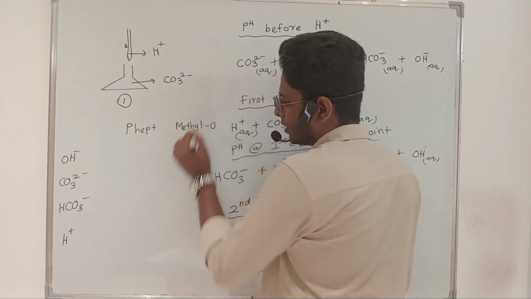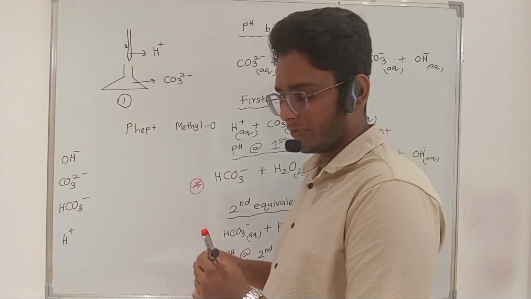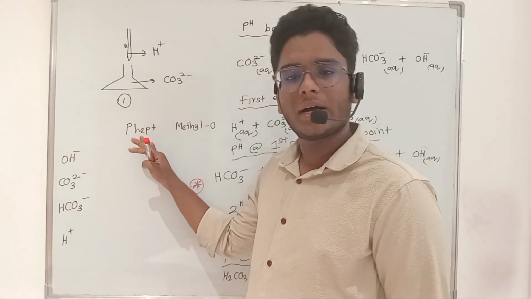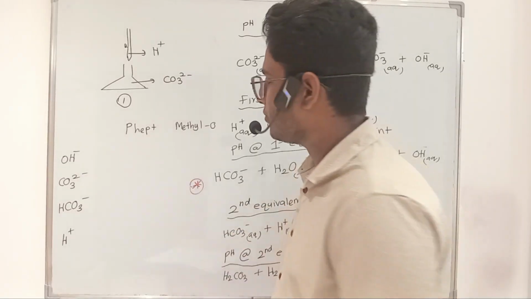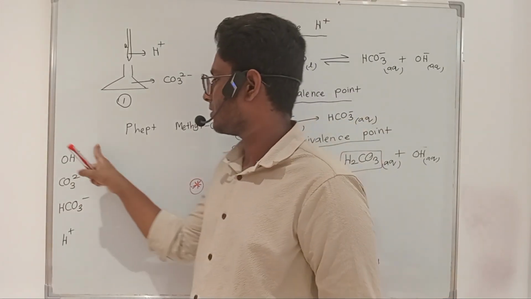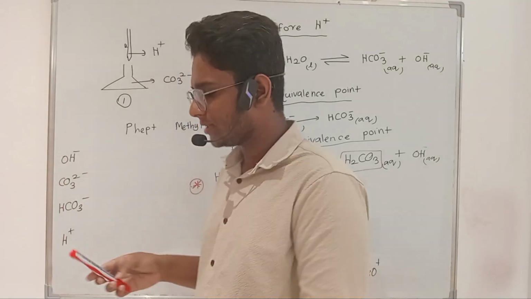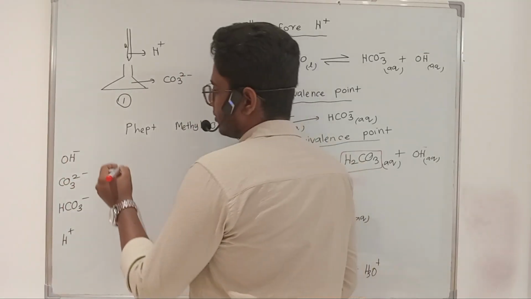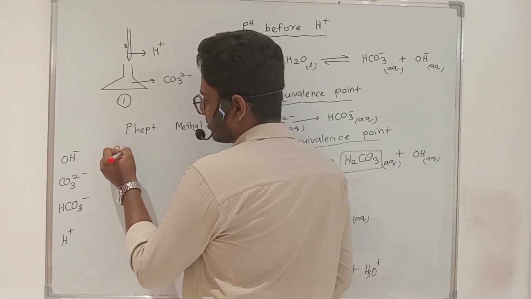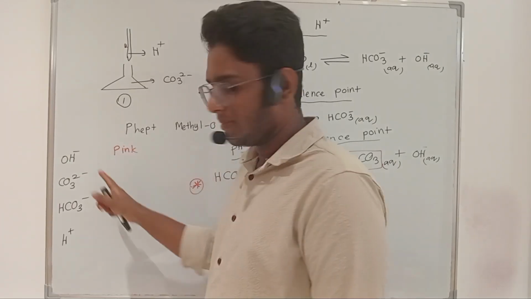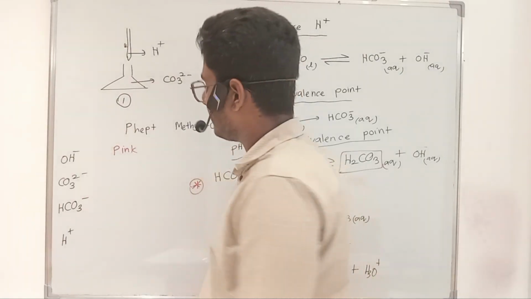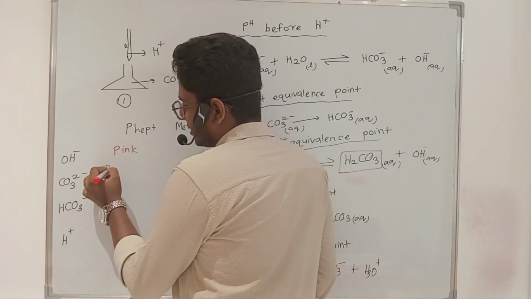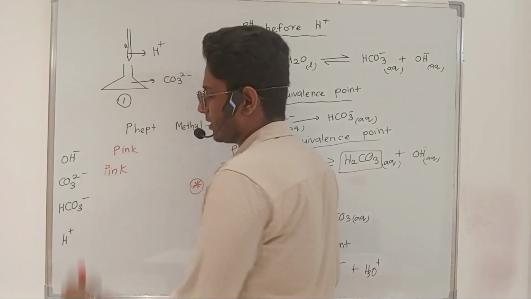Now phenolphthalein will be colorless in acidic medium and it will be pink color in basic medium, right? So when the titration flask contains OH minus, the phenolphthalein will show pink color, because this is a basic medium. And in carbonate also, if carbonate is present in the surrounding of phenolphthalein, it will be showing pink color. You can say pink or red color, anything is fine, something close to that.